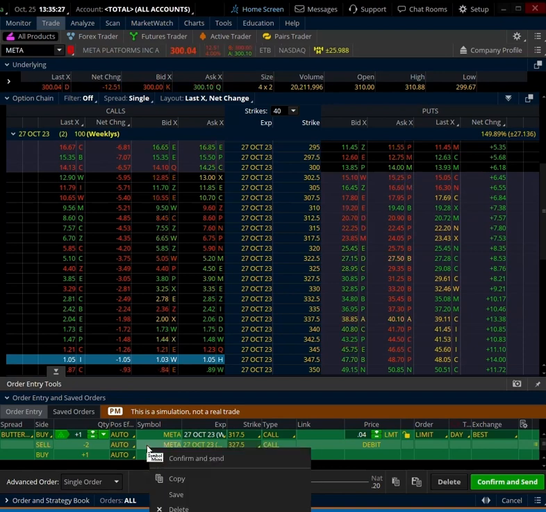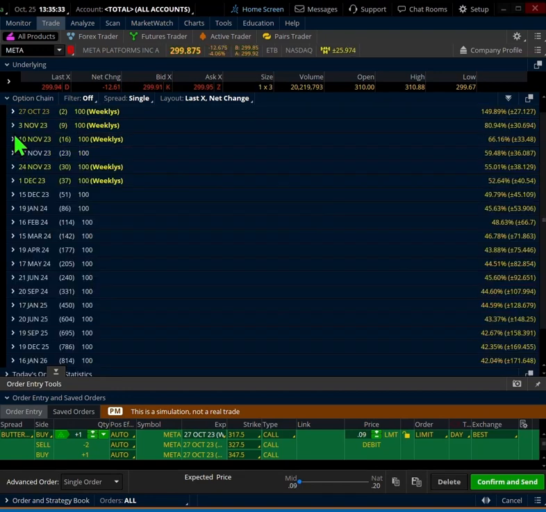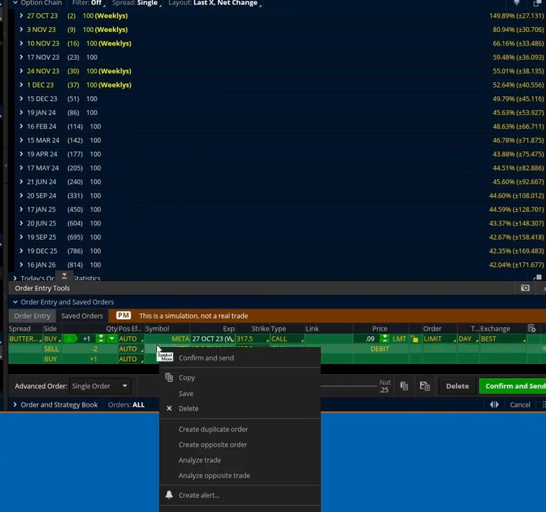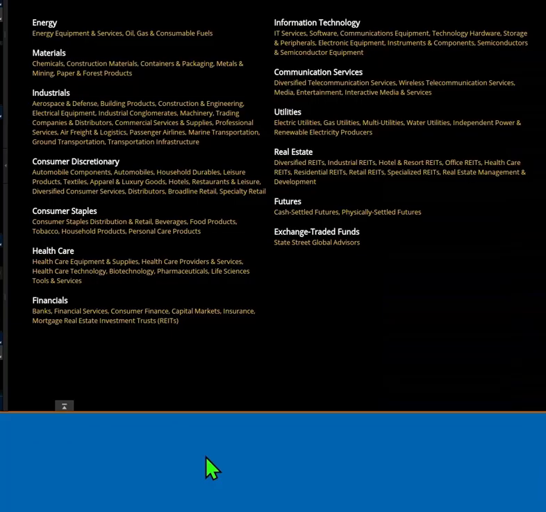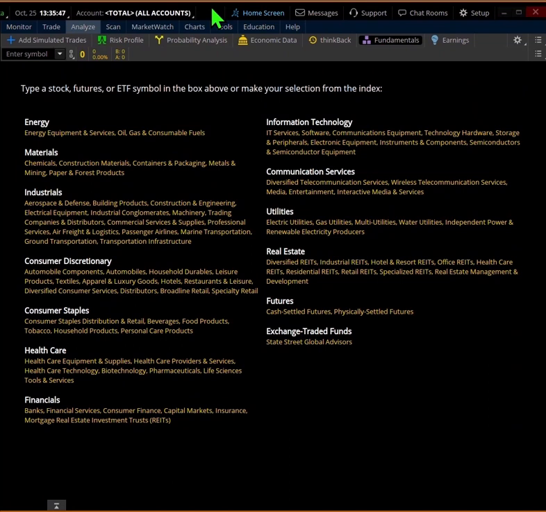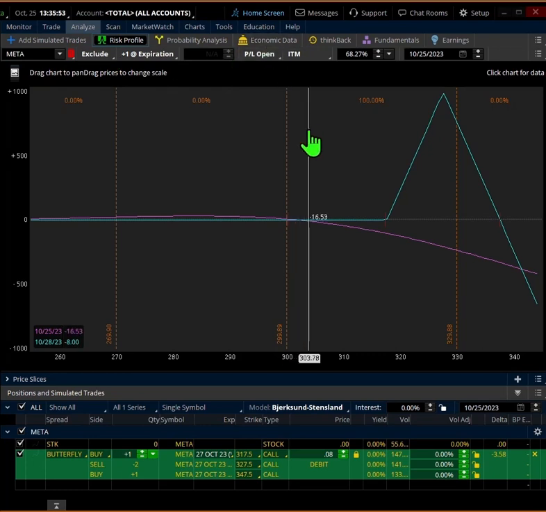So if I right-click here, which you can't see, maybe if I collapse that. No, let's just do it this way. Raise him up a little bit here. We'll right-click and we'll click on Analyze Trade. And that will take us over to the Analyze page, and I want to click Add Simulated Trades. Risk Profile, that's where I want to be.